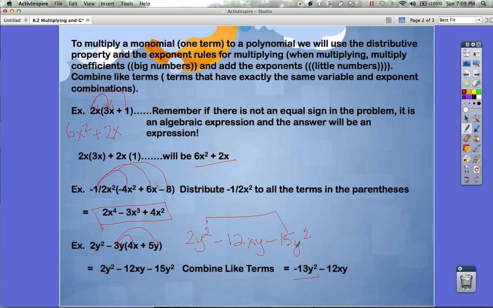You don't mess with the exponents. You just combine the ones that are the same. All right, so my final answer on this one is negative 13y squared minus 12xy.